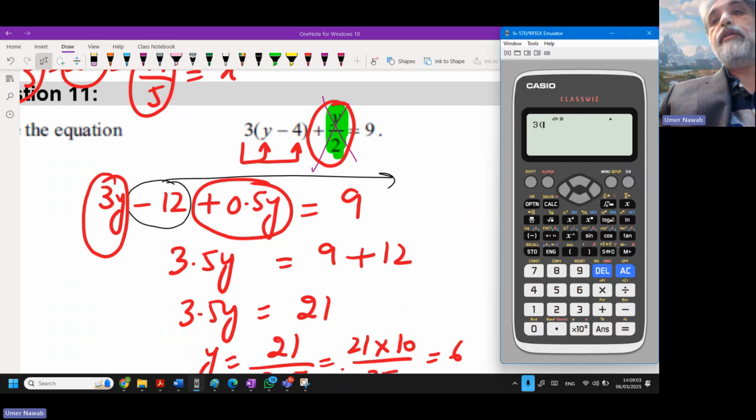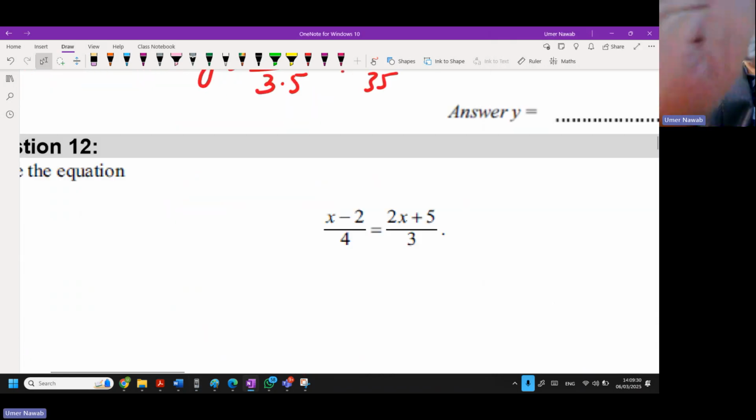3 bracket open. I cannot write y, so why not? I can use alpha bracket close. In place of y, I write x. -4 bracket close. Then I write plus sign, fraction, x on the top over 2, and then I write an equal sign, and then I write 9. Now, once I complete the equation, give a command to the calculator, shift solve, and then press the equal sign. Imagine my answer is 6.